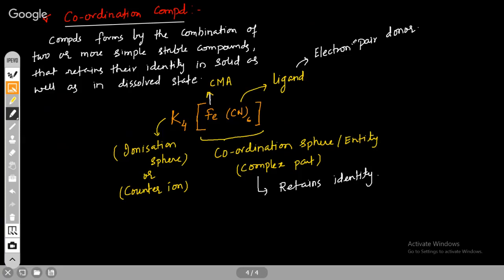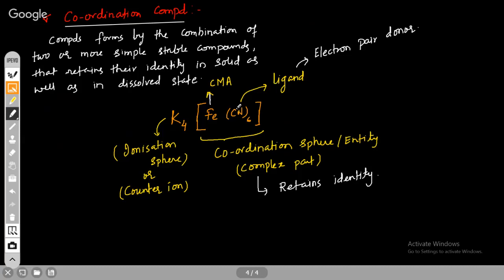Okay, fine. These are electron pair donors. Now these are the few terms that we use: central metal atom, ligand. All these terms we'll use very often in this chapter, so you must keep this in mind. What is a ligand? What is a central metal atom? Like I said, ligands are electron pair donors.